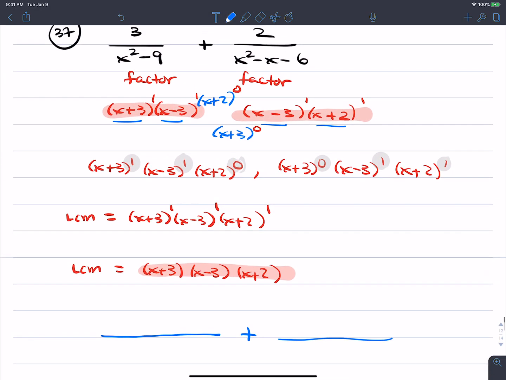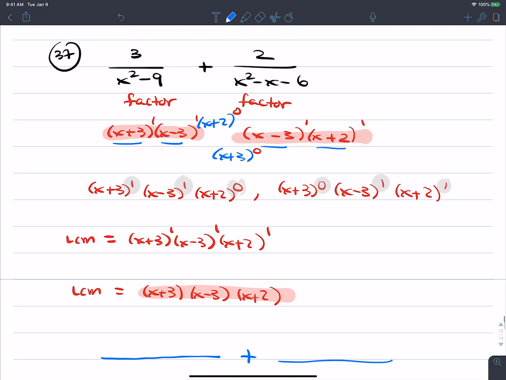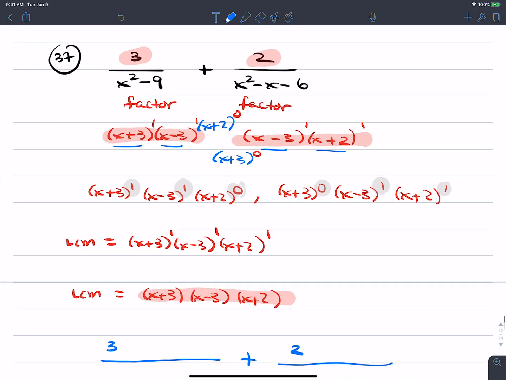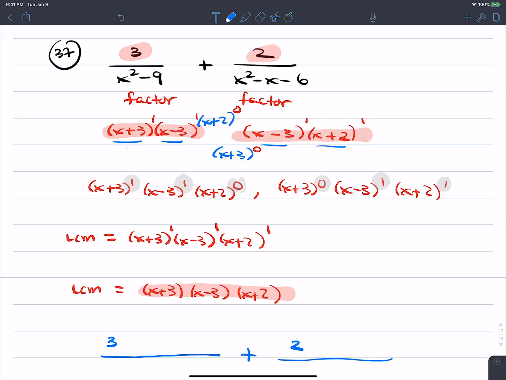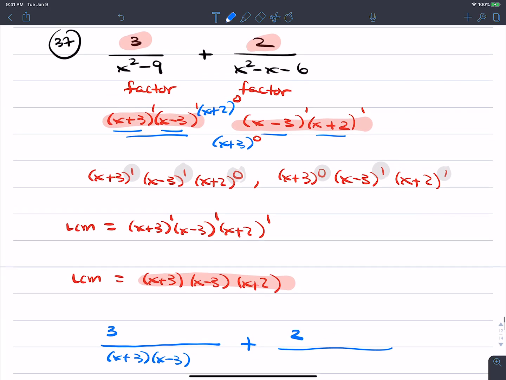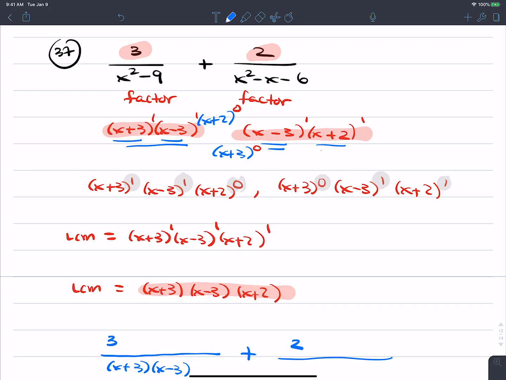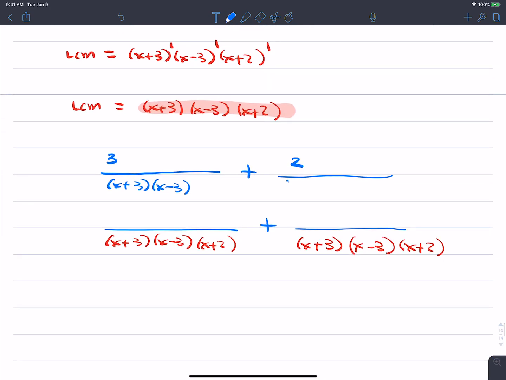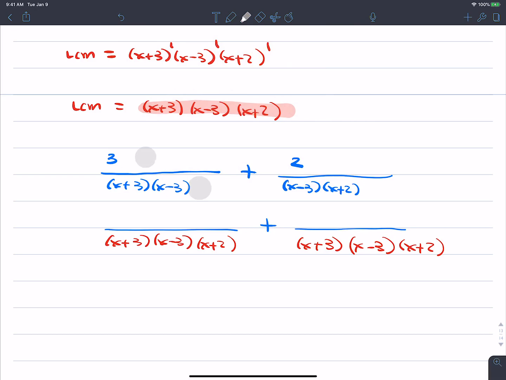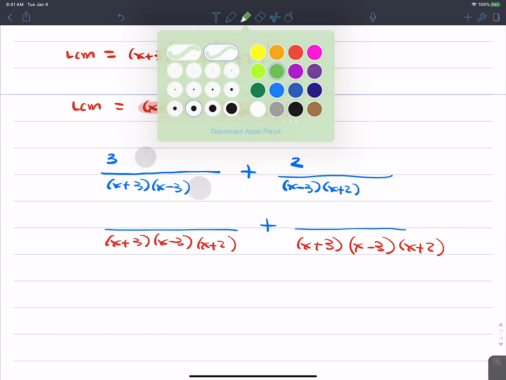We're going to copy our fraction over here. That's 3 on the numerator here. Let's go back. 3 and 2. We got a 3. We got a 2. But this is our denominator here. x plus 3 times x minus 3. The second denominator is x minus 3 times x plus 2. We need two terms again for our first fraction, top and bottom, and for the second fraction, top and bottom.